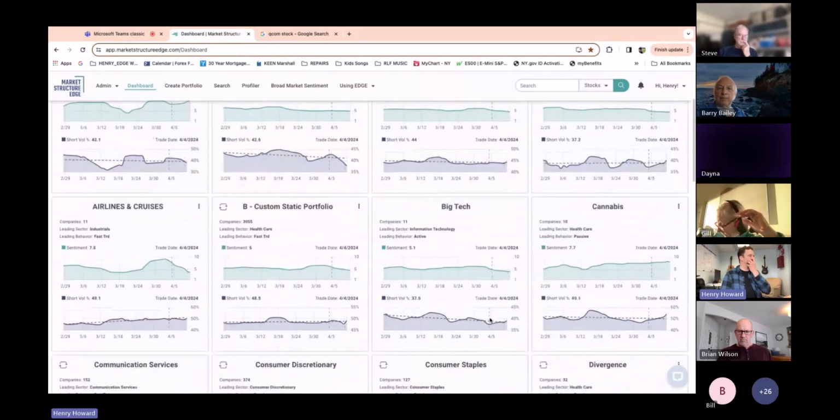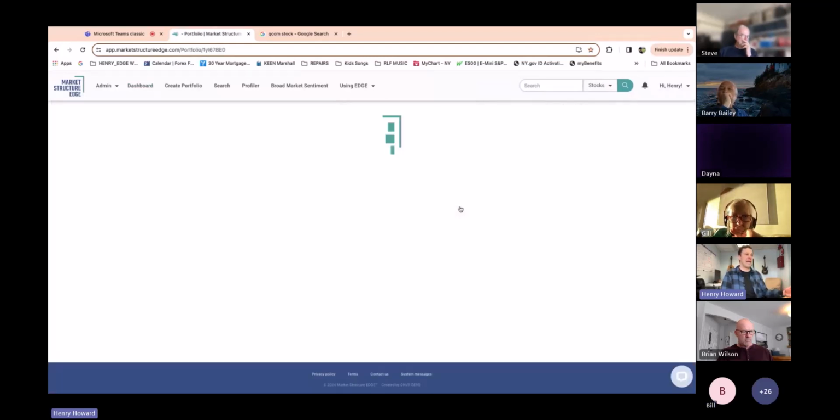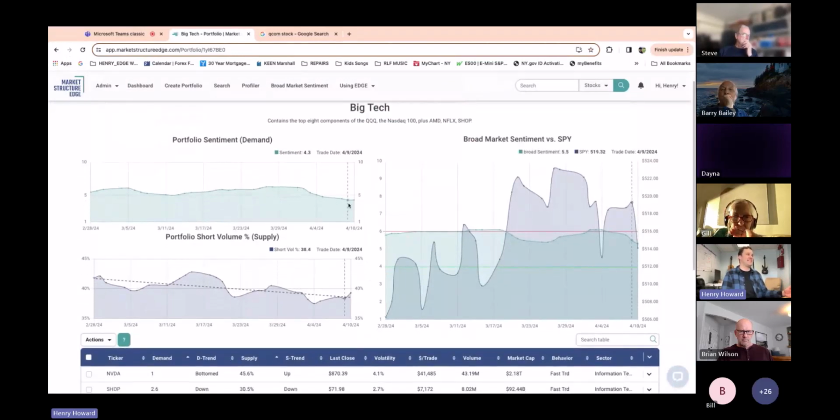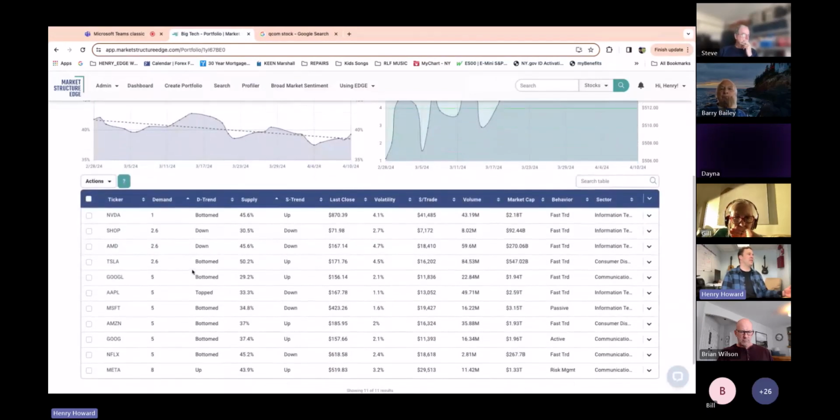The second thing is our big tech portfolio. There's just a lot of information in this big tech, and a lot of market cap. One thing that I see is that sentiment within this, I'll show you very quickly.